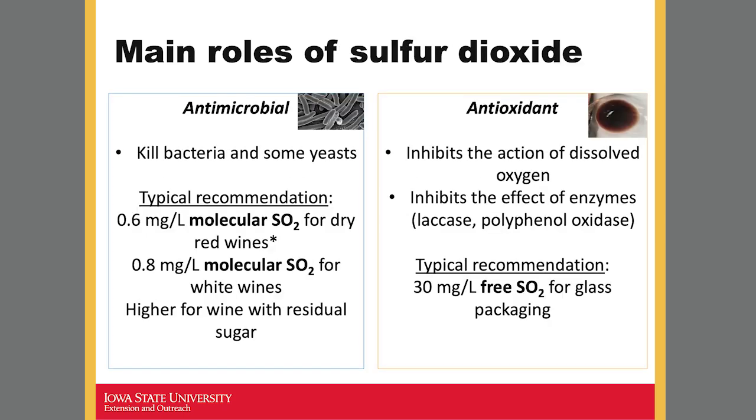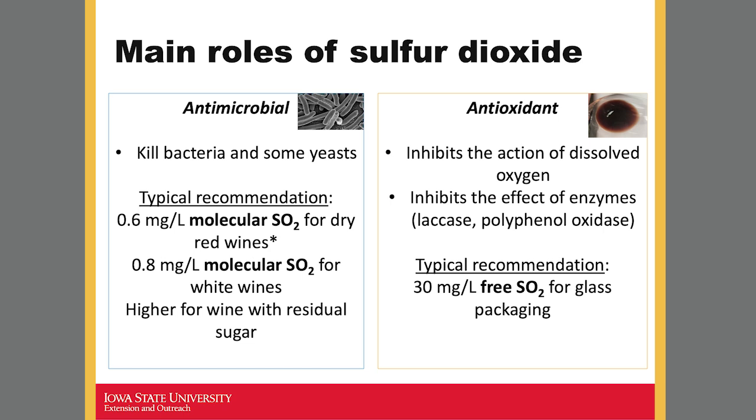So the roles of sulfur dioxide, and probably you already know that. There are two main roles. The first one is that it's an antimicrobial. That means that depending on the form of sulfur dioxide that you add into your wine, it's going to be able to kill the bacteria and some yeast. It depends on the level of sulfur dioxide you're going to use and the form of sulfur dioxide you're going to use.